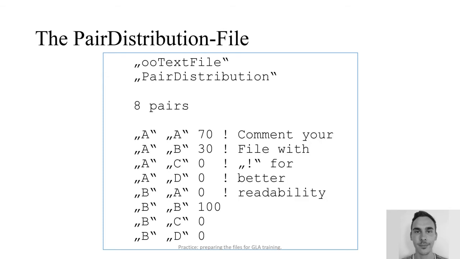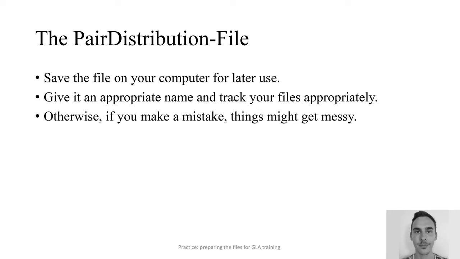Another tip that I have for better readability is commenting your file with exclamation marks, and any comment you make with the exclamation mark will be ignored by the program. Now you want to save this file on your computer for later use, and I recommend you give it a proper name to properly identify the file and distinguish it from other files. Otherwise, things might get messy when you make a mistake and want to go back to the file.